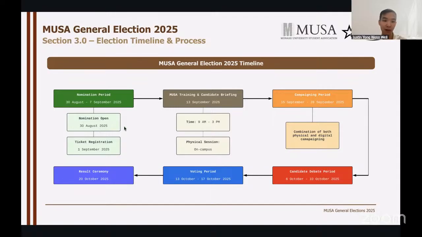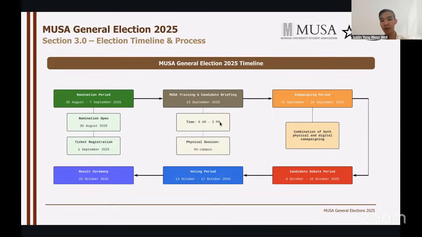But do note that your nomination has to be valid before you can register together as a party. So do take note of that. Especially if you're planning to run this year, it's quite important to save the date for the 13th of September because there's going to be a MUSA training and candidate briefing. This is a mandatory physical session for all candidates who are planning to run.